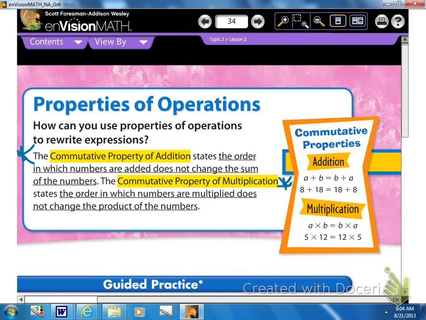So if you look at the examples in your book, addition here, it says, well, if I have a number A plus a number B, well, that's going to equal the same, just reversed, B plus A. Or here's an example of numbers. 8 plus 18 is equal to, the numbers flipped, 18 plus 8. And the same for multiplication. A number A times a number B is going to equal that same number B times the number A. And shown with numbers, well, 5 times 12 does equal 12 times 5.